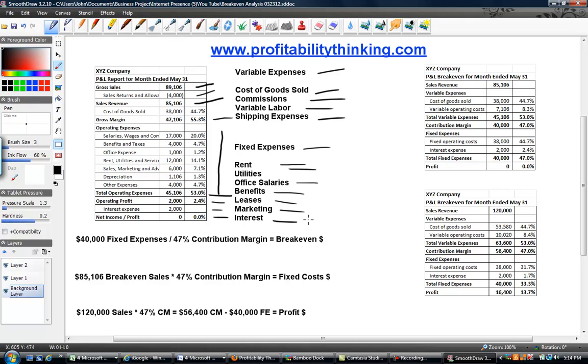An example of such an income statement is in the upper right-hand corner up here. As you can see, as in the last income statement, we have sales revenue of $85,106. We have the same $38,000 in cost of goods sold. We have some other variable operating costs, which might be, in this case, shipping expenses or commissions, which leaves us total variable expenses of $45,106, 53%, which leaves us with something called a contribution margin.